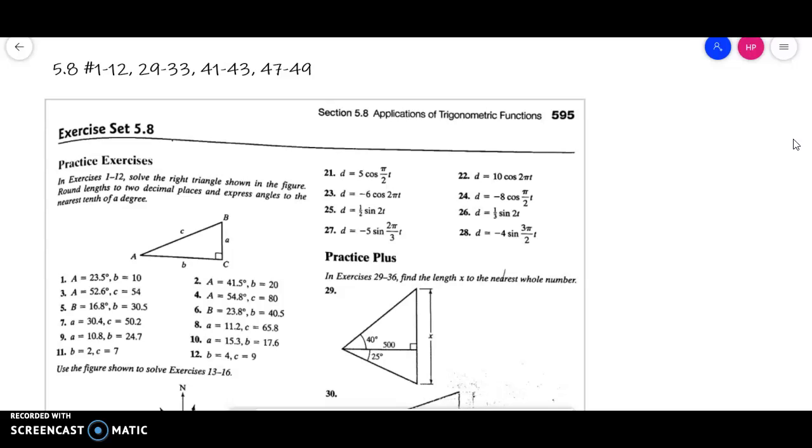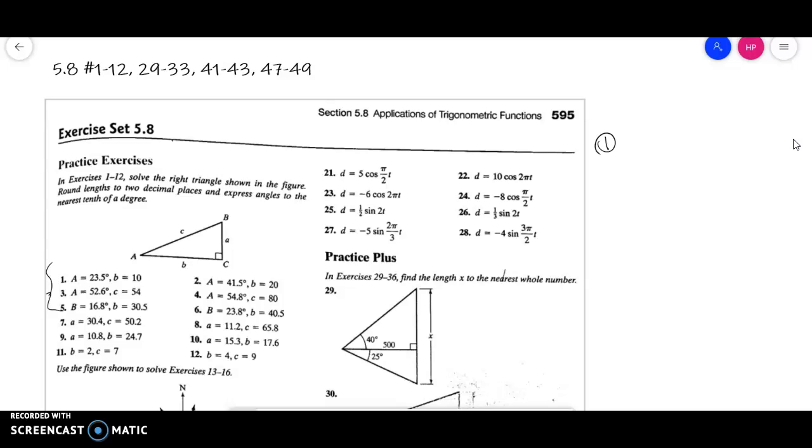If you look at 1 through 6, we are solving the triangle, which means we're supposed to find all of the missing parts. 1 through 6 all have one angle and one side length, and then it switches gears with 7 through 12. They're all lowercase letters, which represents all side lengths. So just to pick one, we can start with number 1.